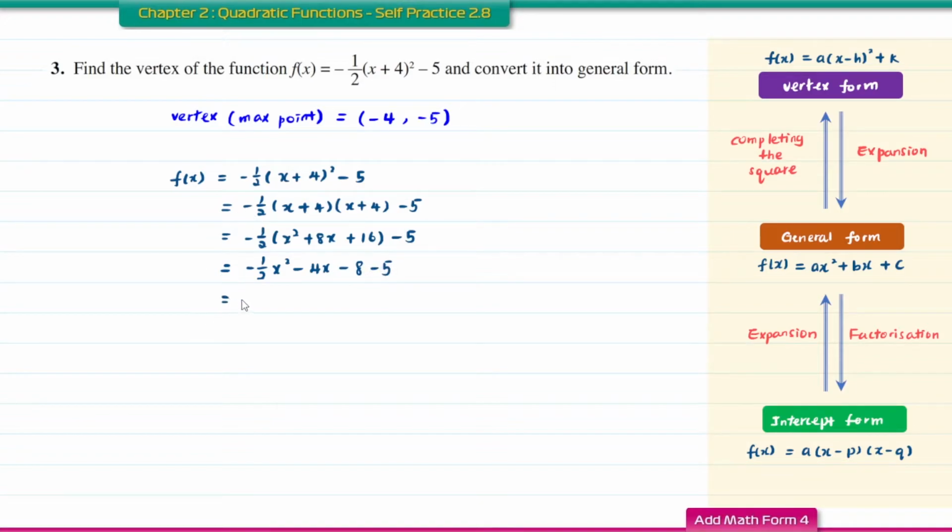Next, we're going to solve for the like terms. Negative 8 minus 5 is equal to negative 13. So this is the general form of these functions.